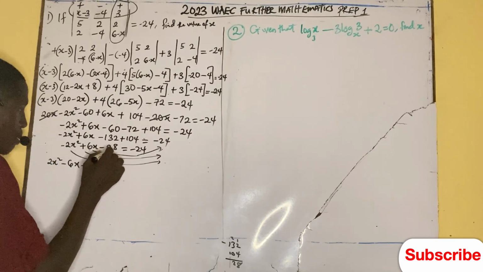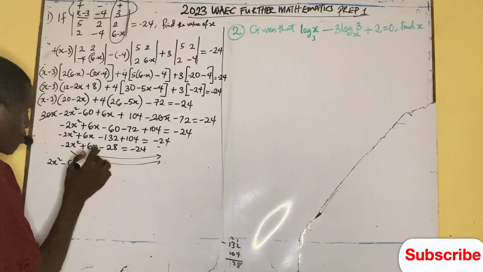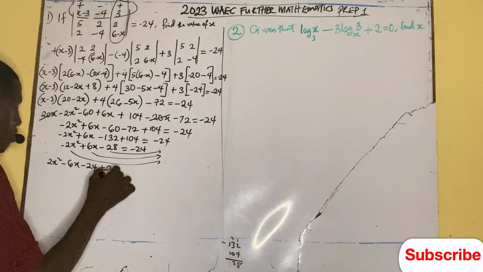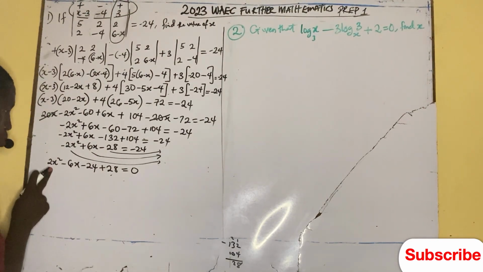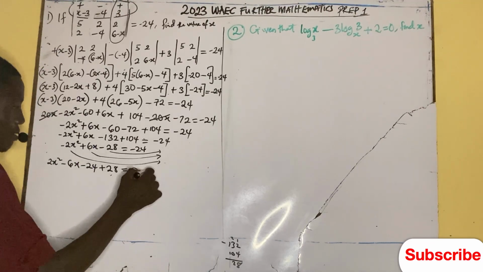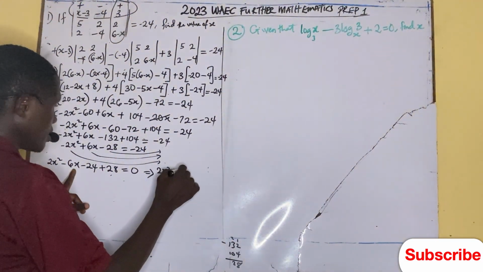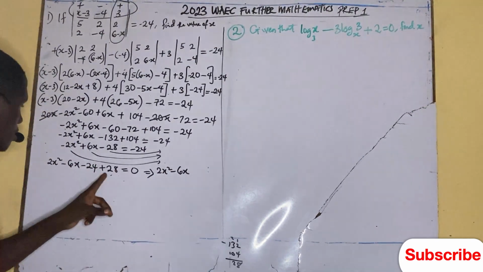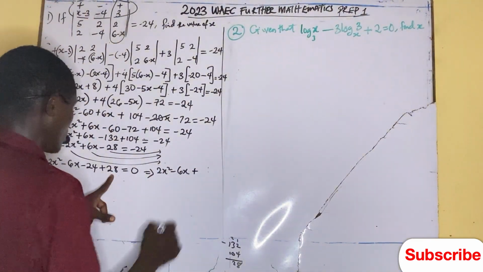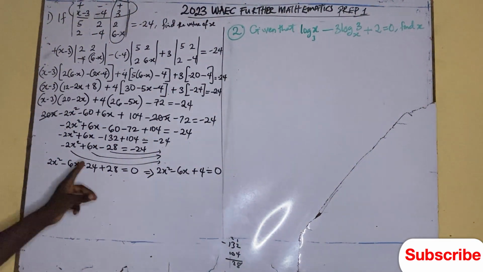Then when this one crosses, it becomes plus 28 equal to 0. This one crossed will become 2x squared. This one crossed will become minus 6x. This one crossed will become plus 28 equal to 0. So everything here, let me summarize it. Everything here is going to be 2x squared minus 6x. Then minus 24 plus 28 is going to give us plus 4 equal to 0.